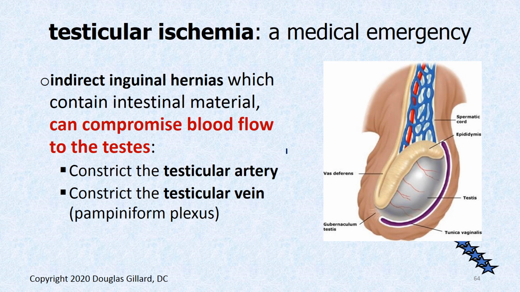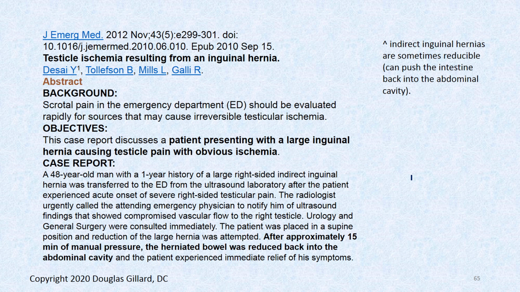Testicular ischemia can happen as well if you get an indirect inguinal hernia that doesn't go all the way down, or maybe it goes all the way down, but we have the pampiniform plexus and the testicular artery. If you get a big piece of intestine coming down here, it can squish this and cut off the blood supply to your testicle, and that's not good, right? You can become sterile. You can lose your testicle.